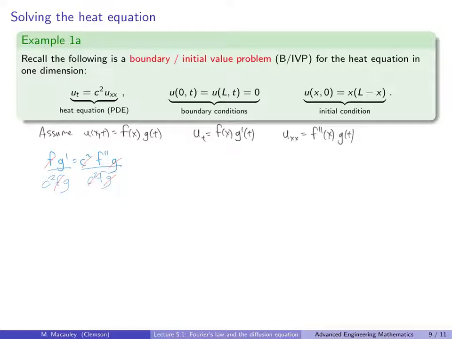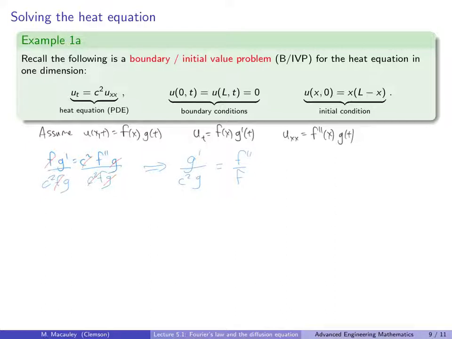And what you'll get is g prime over c squared g equals f double prime over f. Now you could keep the c squared along on this side with the f's, but this is a simpler ODE because there's only one derivative. So keep the constant on that side. Okay, so now what do we have?